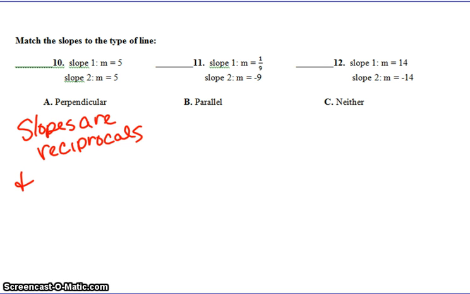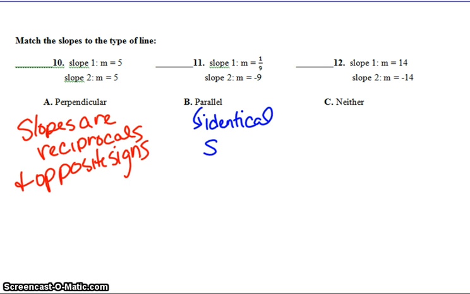And they have to be opposite sign. One has to be positive, one has to be negative. Okay? Let's look at parallel. In order to be parallel, you have to have identical slopes. And then anything that doesn't fit into these two categories fits into the neither category.